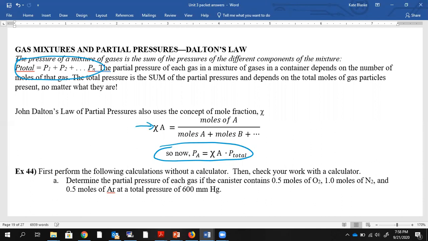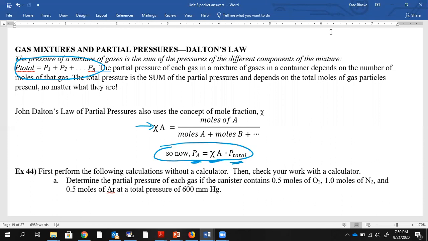In order to do that, we need to know what fraction of that mixture our gas is. And so we solve for this thing called the mole fraction. The symbol for mole fraction is that curvy little x. It is the Greek letter. So we would take the moles of whatever gas we're looking for divided by the total moles of gas in the mixture. And that mole fraction times my total pressure gives me the pressure of that individual gas.